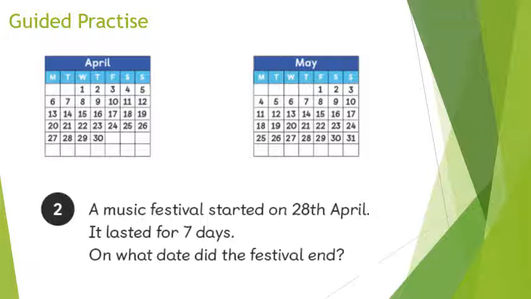Okay, year 3. Hopefully you've had a little bit of time to think about that. And the first thing I'm going to do again is start with the start date. So here is the 28th of April and it's lasted for 7 days. So I haven't got an end date here. So the way that I've decided that I'm going to work it out is I'm going to circle 7 dates up until I get to that 7th day.